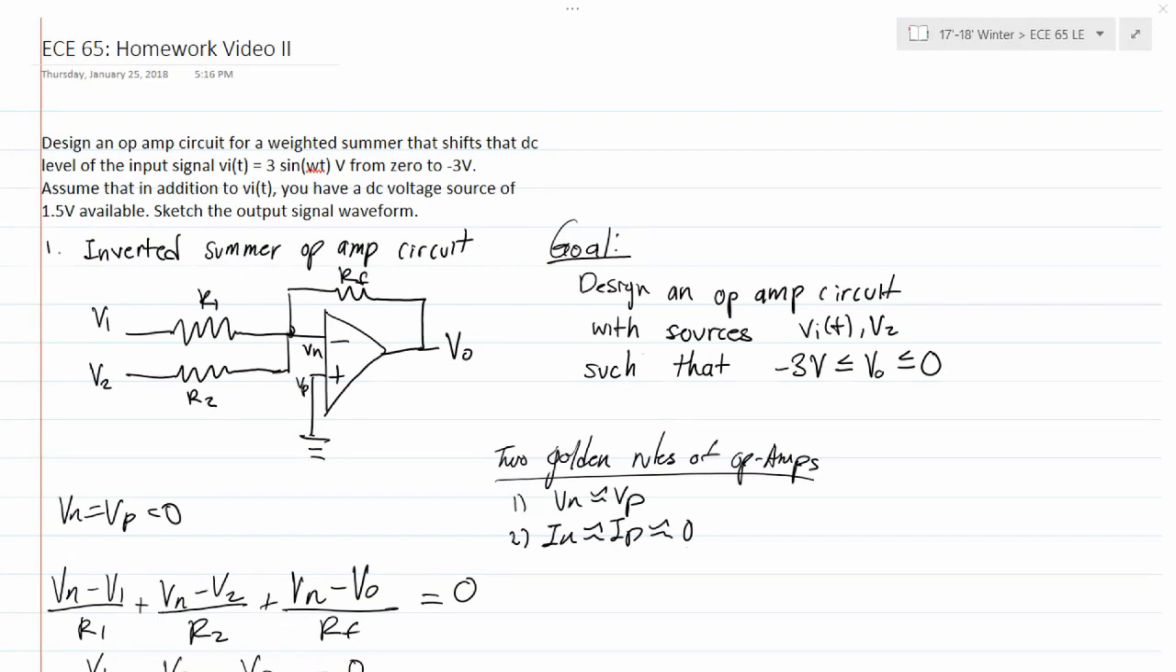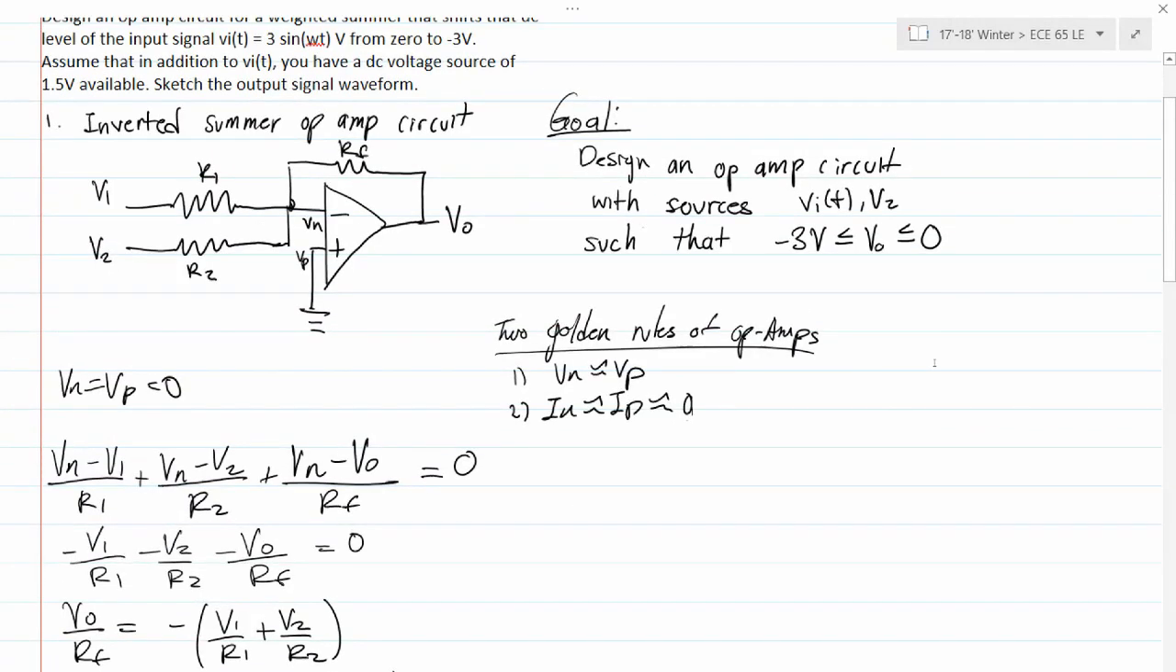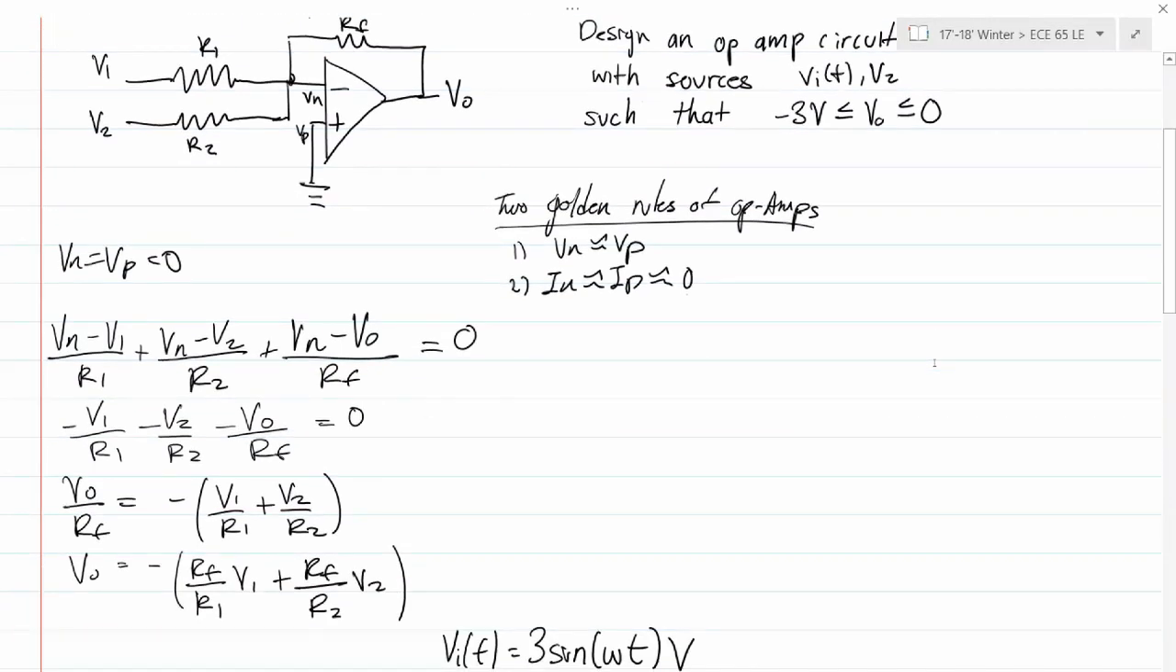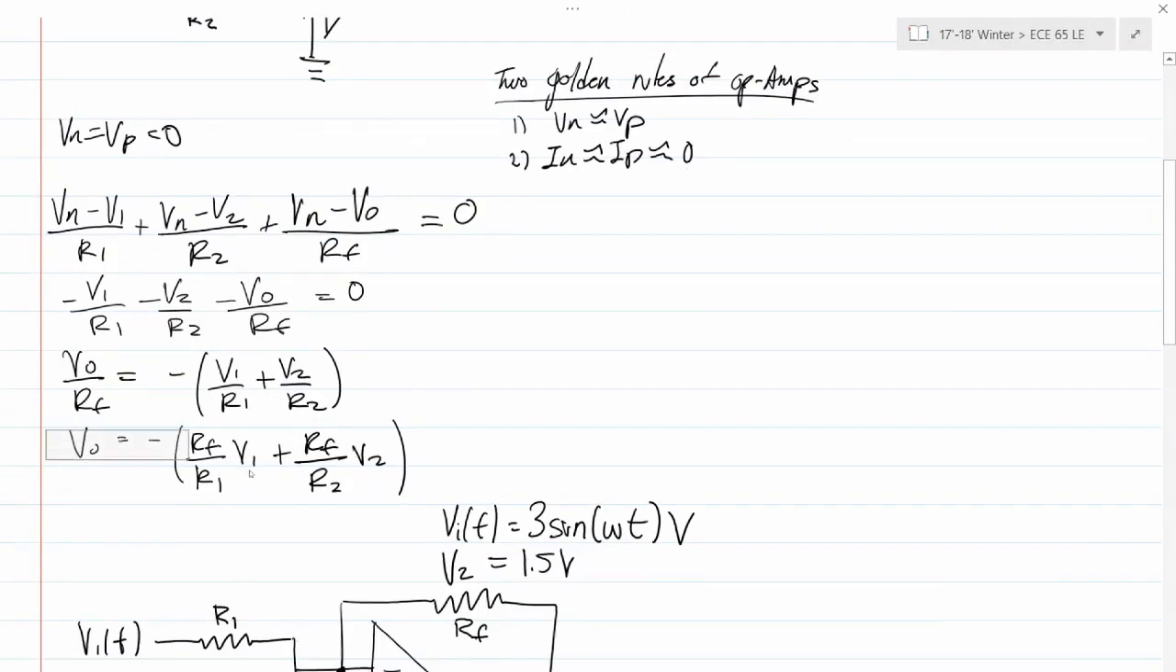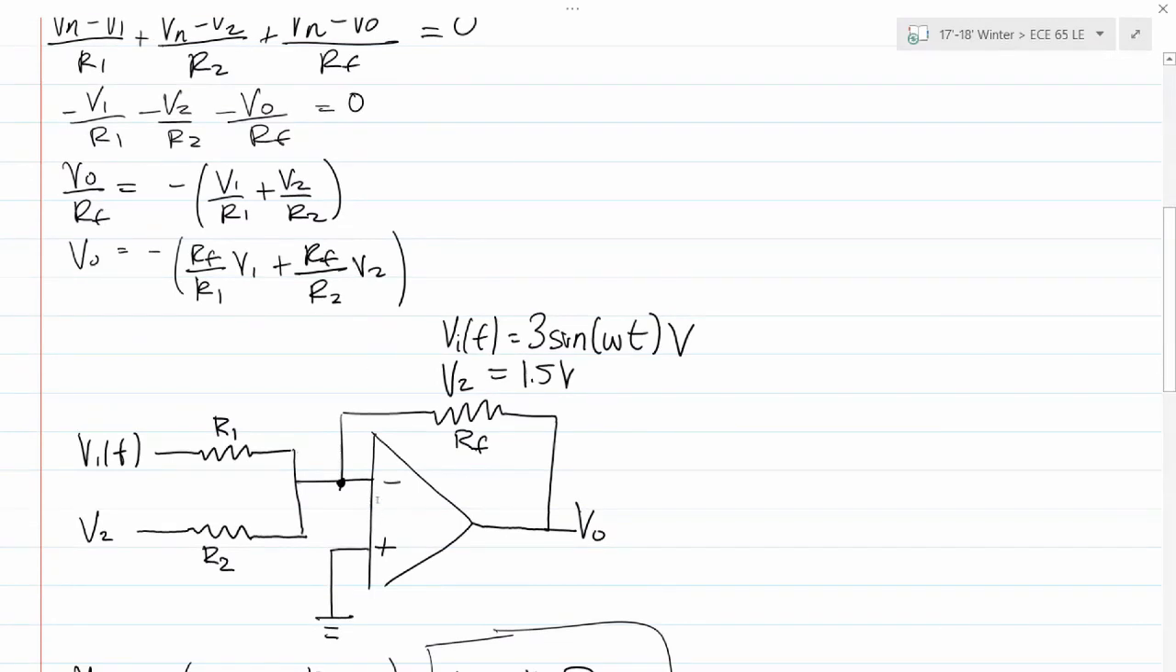So we start with the two golden rules of op-amps, where Vn equals Vp, and there's no current going in or going out of the op-amp. So by KCL we have (Vn minus Vi) over R1 plus (Vn minus V2) over R2 plus (Vn minus V out) over Rf equals 0. And then our result is that V out equals negative Rf over R1 times V1 plus Rf over R2 times V2.